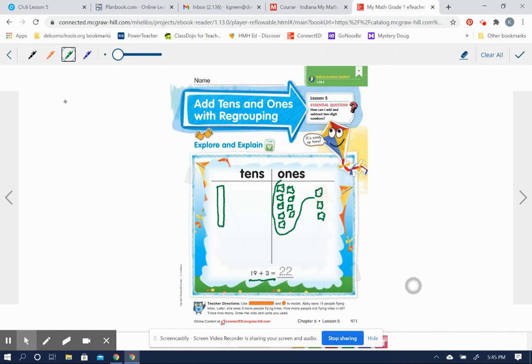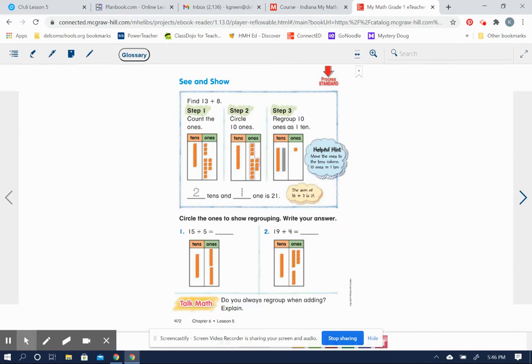So here's 9, 10, okay? So let's just pretend that we put all of those 10 ones together, and then we can make another stick of 10. So now we have 2 tens, and then we have 2 ones left over. So the answer to 19 plus 3 is 22. 10, 20, 21, 22. All right, let's do some more practice.